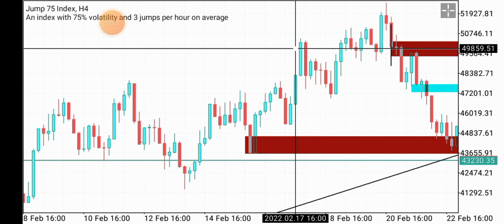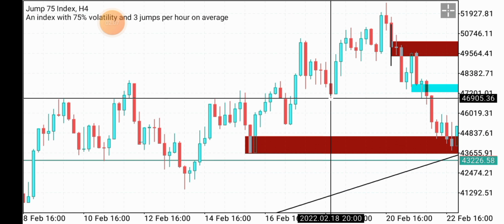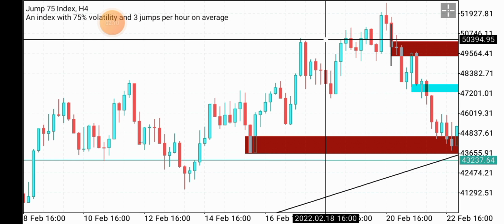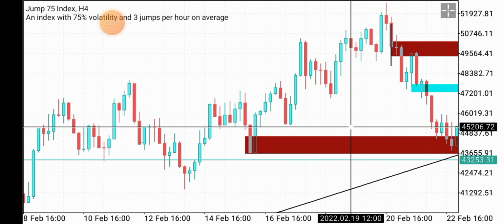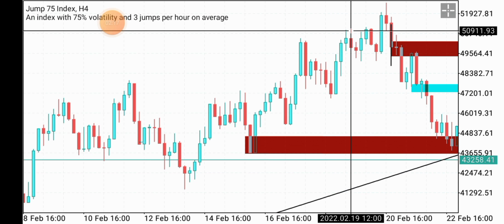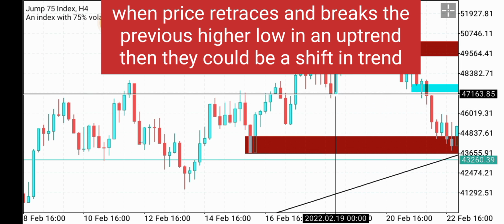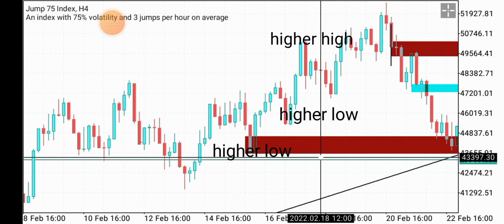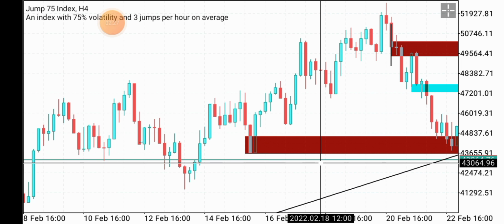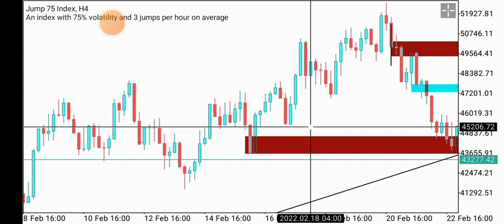Sometimes it retraces, reaches the 50 level or the 61 Fibonacci level, and then it shoots up and breaks the previous high. Sometimes it retraces right back to the 100% level and still continues its trend. But in a situation where you see price retrace and then break the previous higher low, you should start knowing in the back of your mind that there could be a possible change in structure.